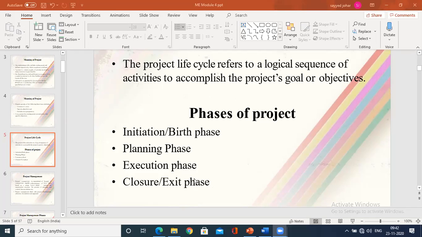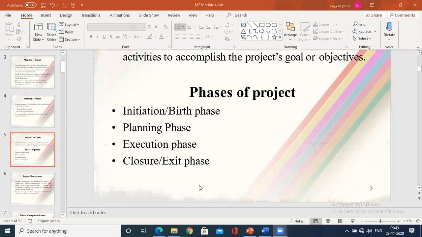And in the closure and exit phase, you conclude that you have achieved certain results from the objective as you have described in the synopsis, or what you have specified in the abstract of your project. And also in the exit phase, you talk about the future scope of the project. You are going to define it.